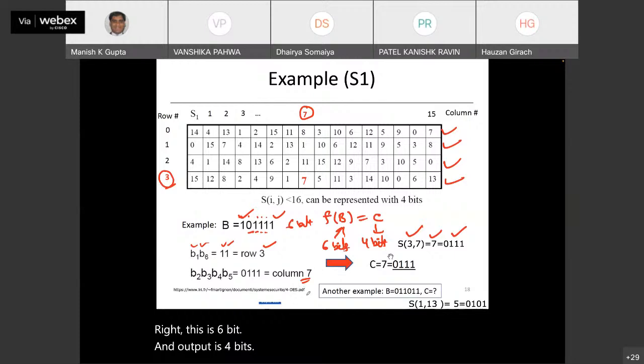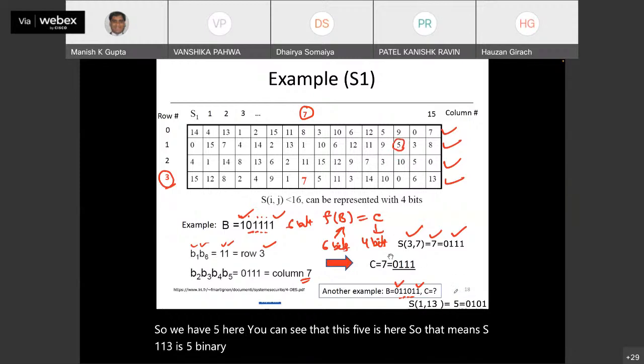Okay, let us look at another example. If B is 0, 1, 1, 0, 1, 1, what is C? Look at 0 and 1. 0, 1 is 1, so row 1. And 1, 1, 0, 1 is 13. So first row, 13th column. We have 5 here. You can see that this 5 is there. So that means S1 at column 13 is 5. Binary expansion is 0, 1, 0, 1. So this is how these 6 bits will convert into 4 bits.